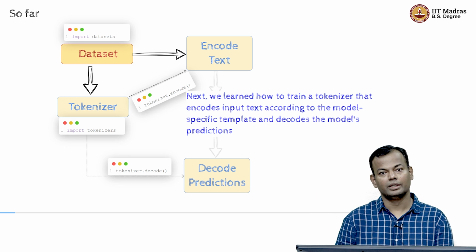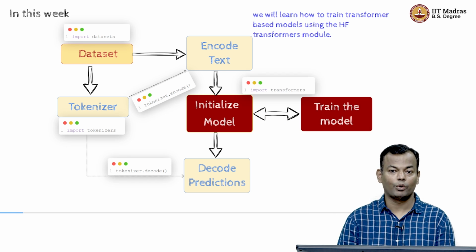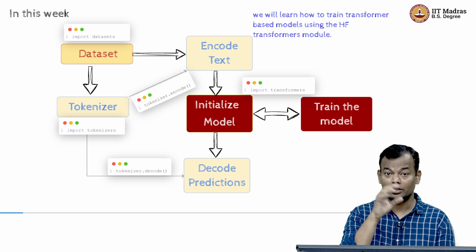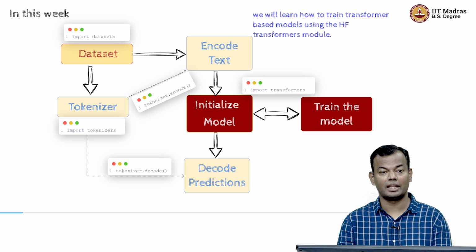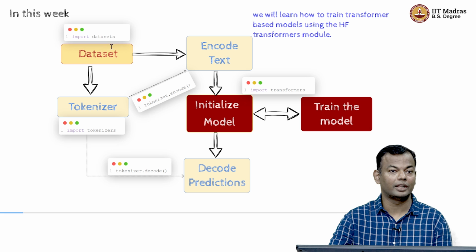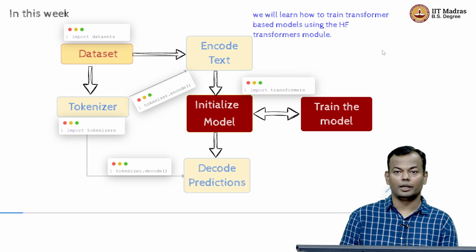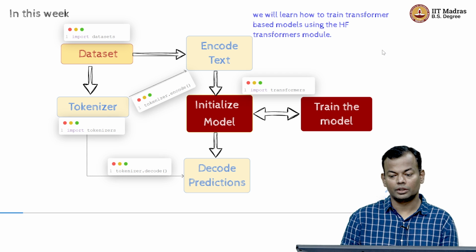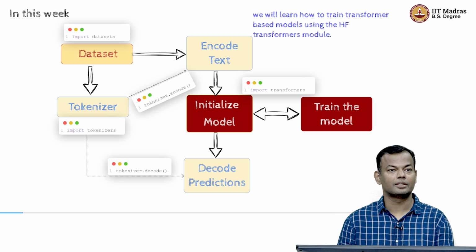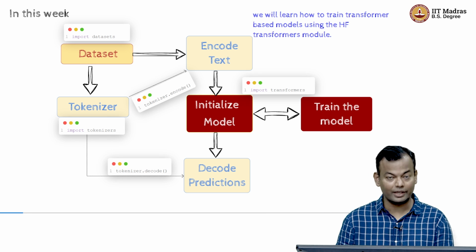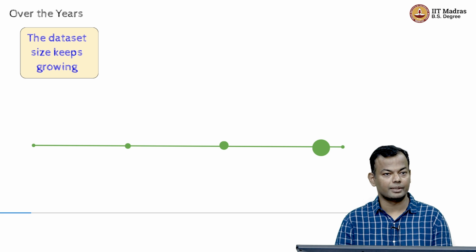Now today what we are going to learn is how to initialize a model. So we'll focus on the transformers library. So we have looked at datasets, we have looked at tokenizers, we have looked at tokenizers.encode, tokenizers.decode, and now we are going to look at the transformers model, right? This module in Hugging Face. So this is the context, so now let's start with some concepts.